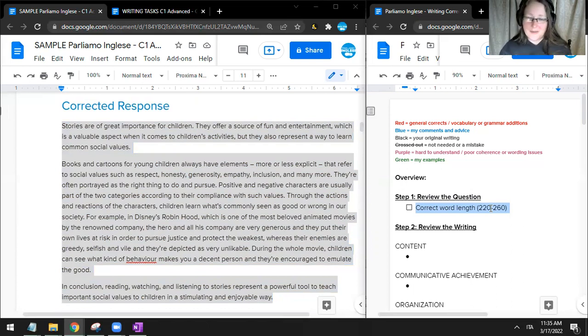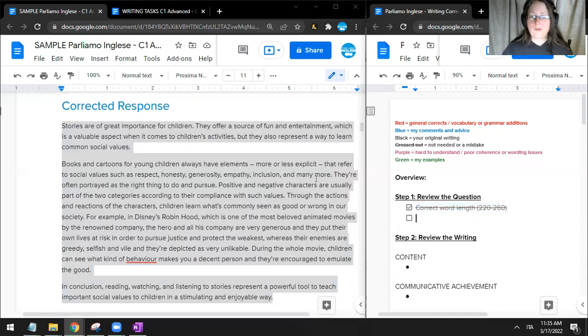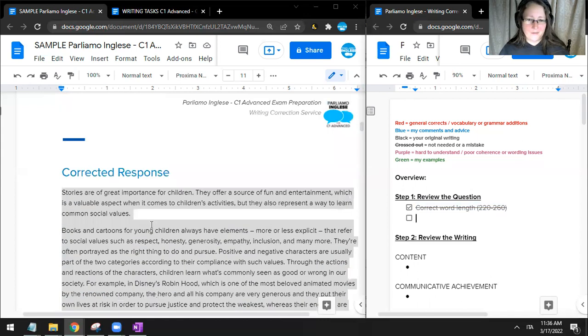As long as the question is answered, it's fine. For IELTS, on the other hand, you will get penalized for writing fewer words. Okay, all right, perfect. So we do know, however, that this is within the word length. So I'm just going to click that off there.